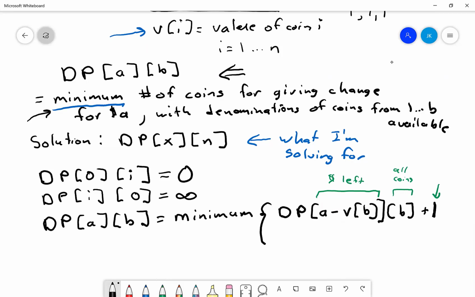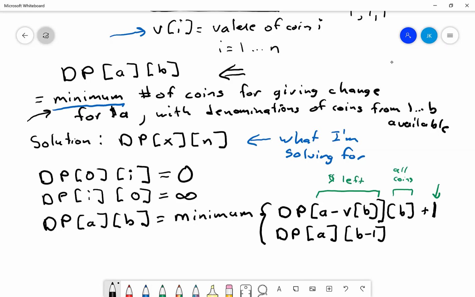Now the other option is I choose not to use a coin of value B. So I'm not going to use that Bth coin, even though it was available. I say, no, there might be another route that's easier. In that case, I'm left with a new problem where I still have the amount A to make change for, but instead I now have B minus 1.